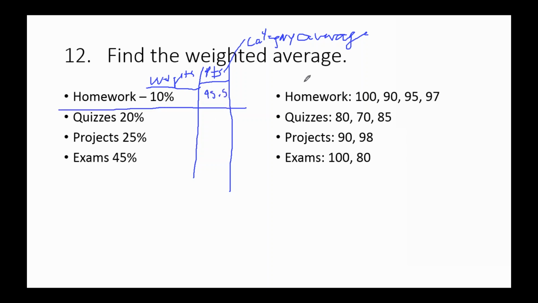Okay, so that's homework. Then we go to quizzes. I have 3 quiz grades: 80, 70, 85. What is my average quiz grade? 78.3, good. We have 2 projects, 90 and 98. What's the average of my projects?